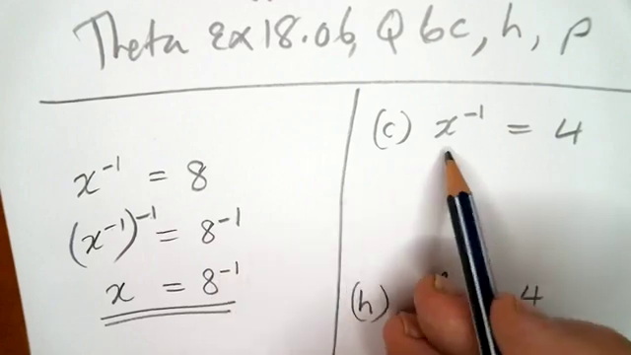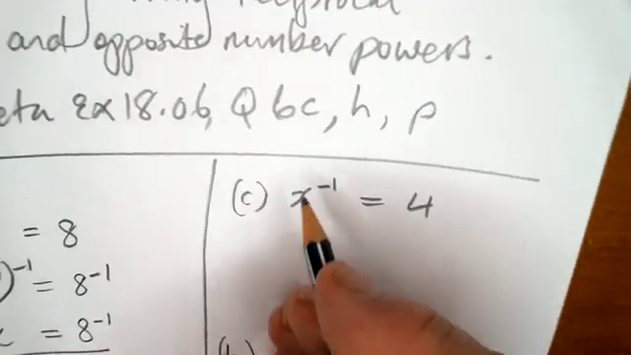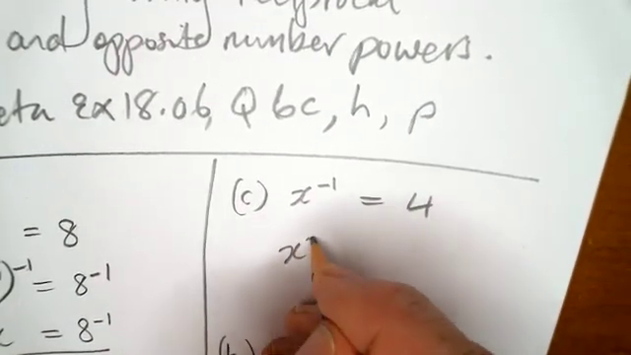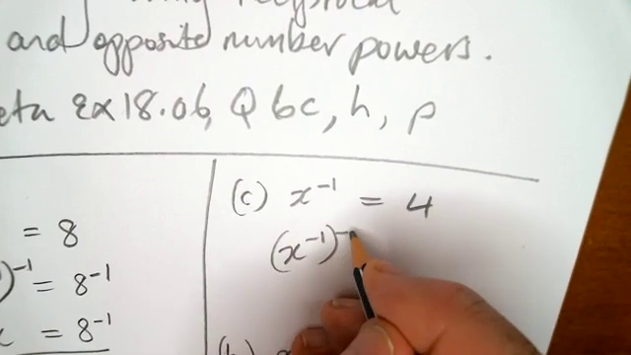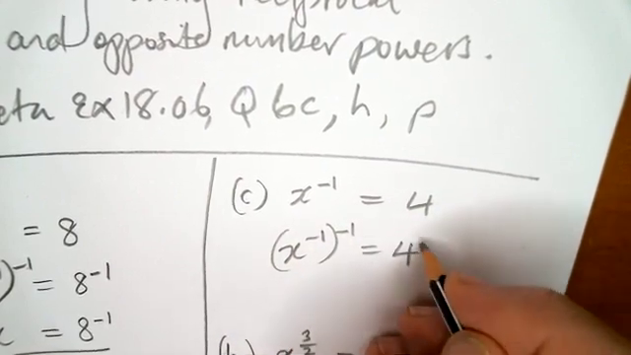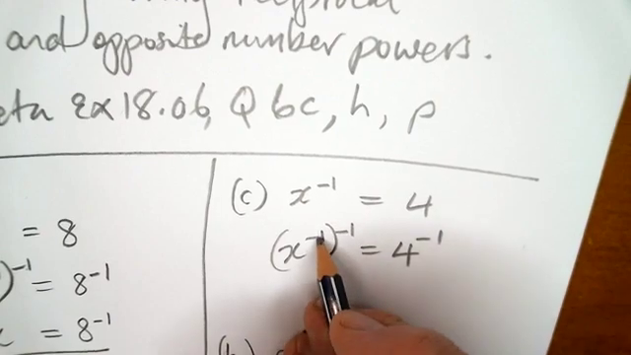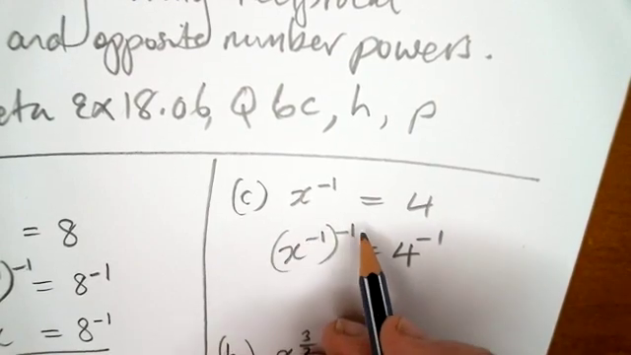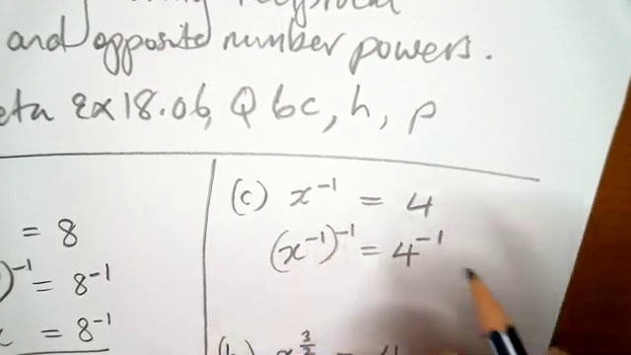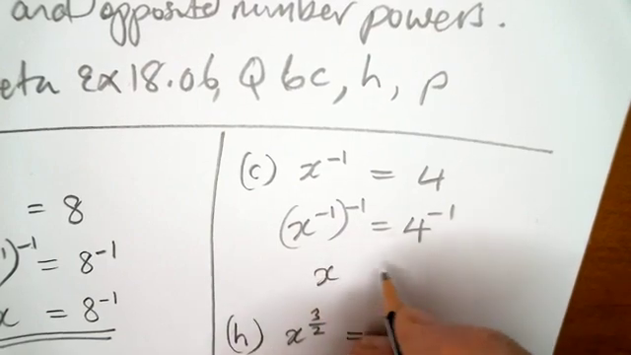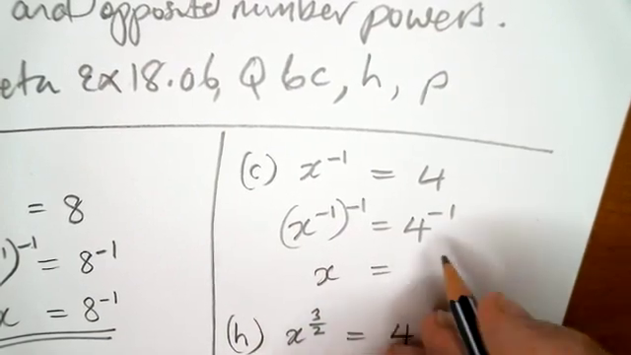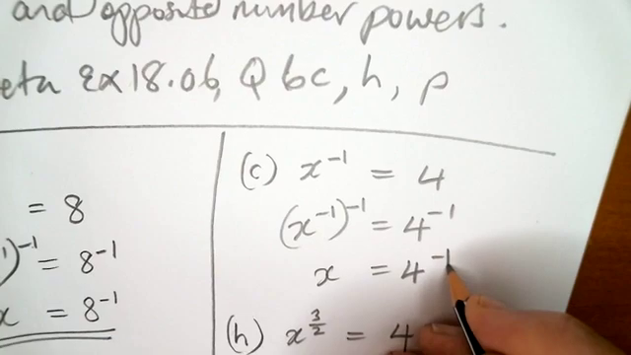So over here, when we're going to do number C, all we're going to do is say x to the power of negative 1. We're going to make that to the power of negative 1. Do the same thing to both sides. Negative 1 times negative 1, because when you have a power to a power, you always multiply the indices together. So x to the power of 1, or just x, is equal to 4 to the negative 1.